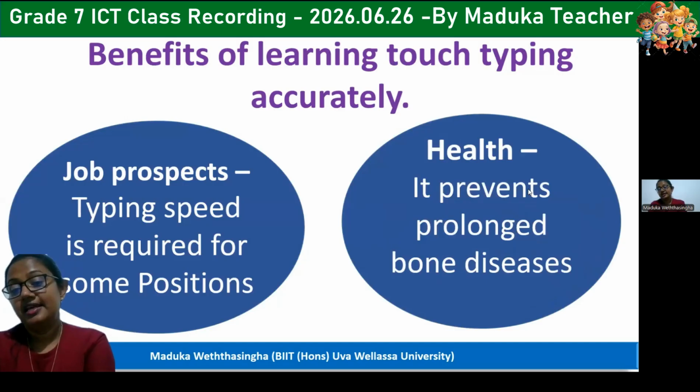Health. It will improve our health. It prevents prolonged bone diseases.